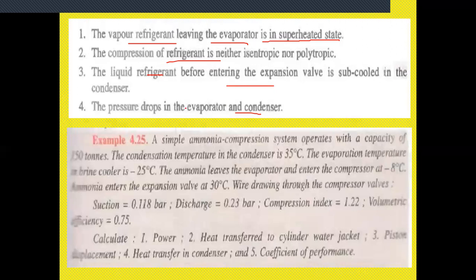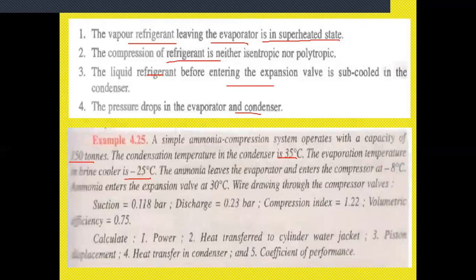Right. So coming to some of the problems: a simple ammonia compression system operates with a capacity of 150 tons. The condensation temperature in the condenser is 35 degrees. The evaporation temperature to the brine cooler is minus 25 degrees centigrade. The ammonia leaves the evaporator and enters the compressor at minus 8 degrees centigrade. Ammonia enters the expansion valve at 30 degrees centigrade.